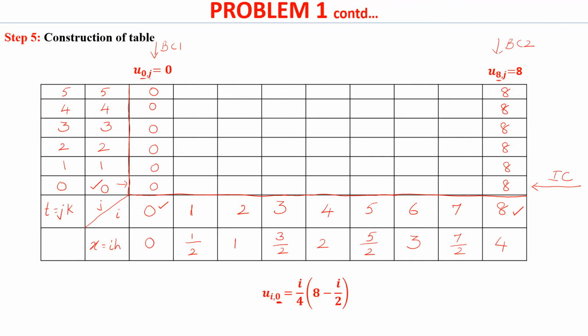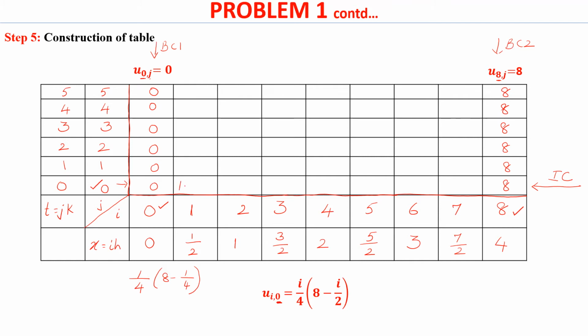Meaning, now let us look at the first one. The first one says I equal to 1. When I equal to 1, what does the formula say? 1 by 4 into 8 minus 1 by 4. So wherever you have I, you substitute that I, use your calculator, write the answer correct to 4 decimal places.